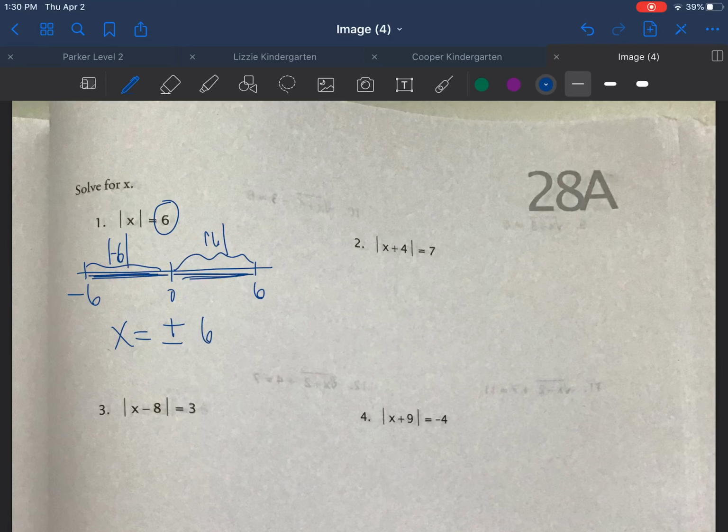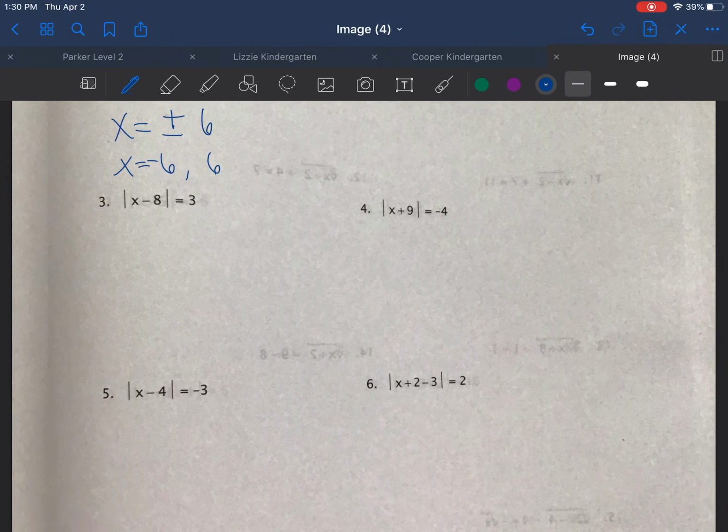You can either write it plus or minus 6 here, or what's going to be more helpful as you do these is setting it up x equals negative 6 and 6. That's really going to be the only one where your number's the same because we haven't added or subtracted or done anything else to it. I'm just running through the odds on this because they're pretty simple.